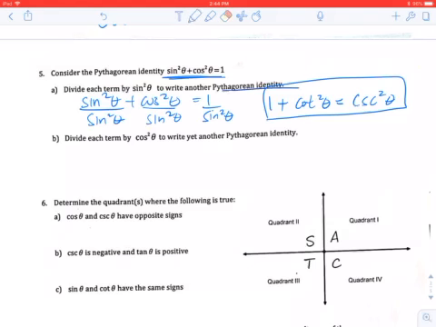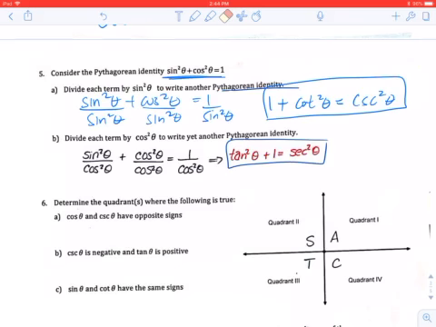We would do the exact same thing. Sine squared plus cosine squared equals 1, but this time we would divide by cosine squared. So we would get tangent squared plus 1 equals secant squared. So sine squared divided by cosine squared is tangent squared, and this is 1, and then this is secant squared. So hopefully those are looking familiar from last year.